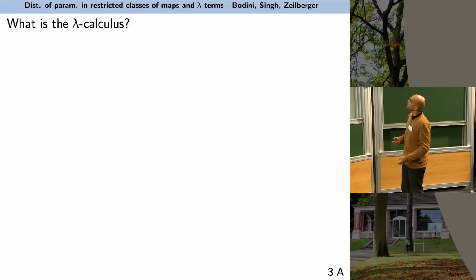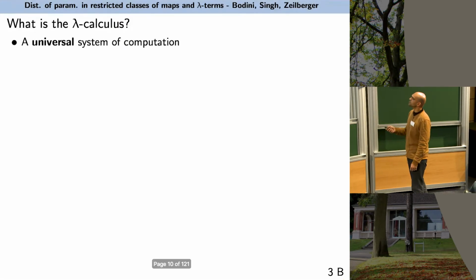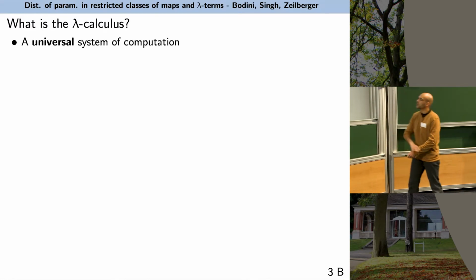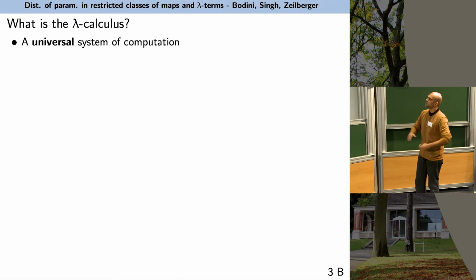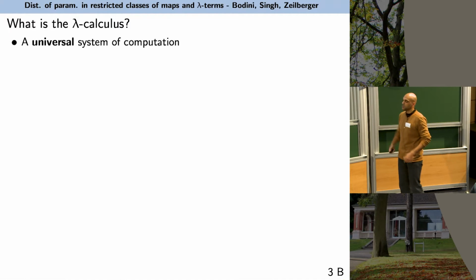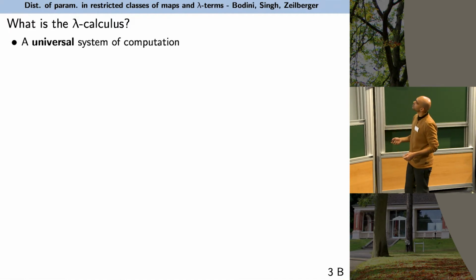So on one hand, we have the lambda calculus. So what is the lambda calculus? It is a universal system of computation, and it is universal in the sense that anything that, say, a Turing machine can do, so can the lambda calculus. So it is the strongest idea we have about computation somehow. It is perhaps the definition of computation.